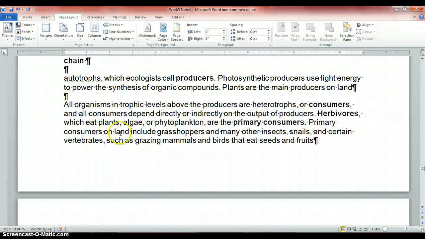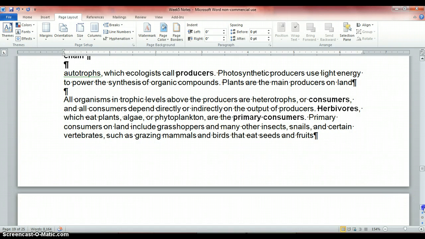Primary consumers on the land include grasshoppers and many other insects. So once you consume more than just a plant, if you become an omnivore or a carnivore, you're going to be up a level. You won't be in the primary, you'll be in the secondary. Snails, we're going to hate snails. We had an overpopulation this year, it was crazy. Certain vertebrates and other grazing mammals, and birds that eat fruits and seeds, are also primary consumers.